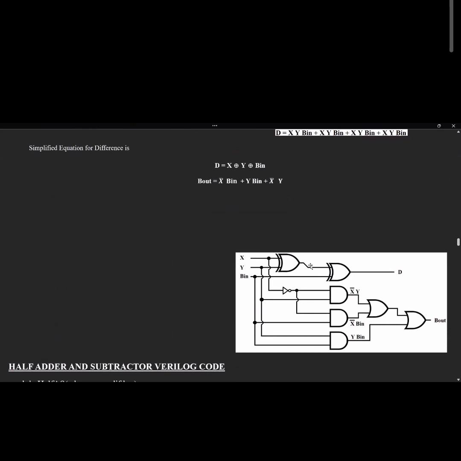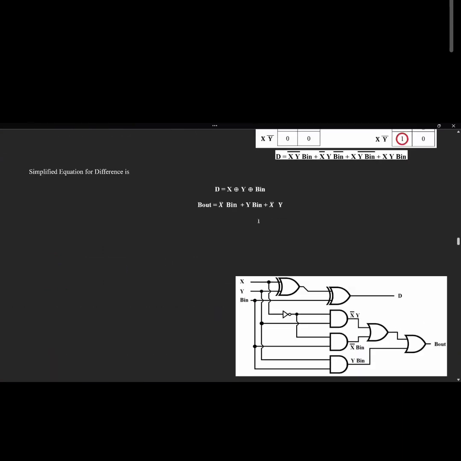And the gate diagram for these expressions: this is the XOR gate. Here we have to use 2 XOR gates because we are taking 3 inputs. And the borrow out diagram: x bar borrow in is one AND gate. Next, y borrow in is another AND gate. Last is x bar y, where we have to use a NOT gate. The outputs of the AND gates are inputs to the next OR gate. The output of that OR gate and the AND gate are inputs to another OR gate. Like this we get the borrow out diagram.